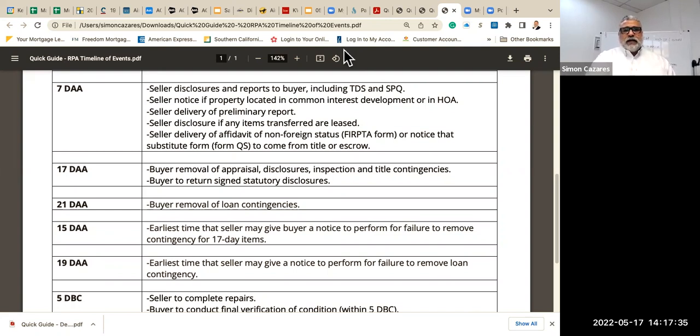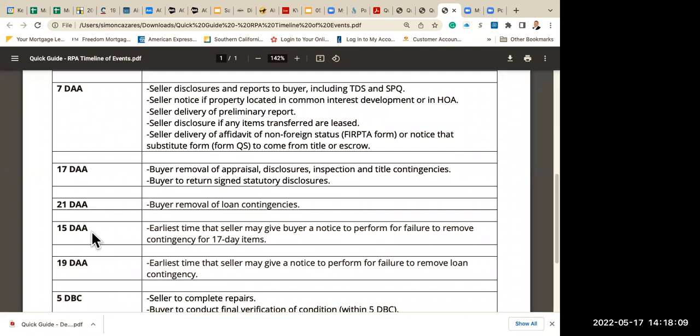Okay, now 21 days. Now this was again eliminated as part of the process. This is no longer part of the new purchase agreement. Now the stipulation for removal of loan contingency is not 21 days, it's actually 17 days. So disregard the 21 days, it's actually 17 days. Now the pressure is really on the buyer to perform and the lender to perform. This is why you want to be proactive even before getting an offer accepted.